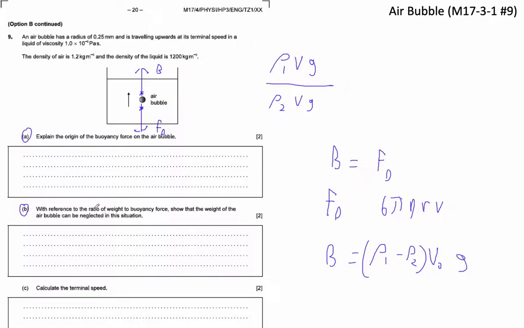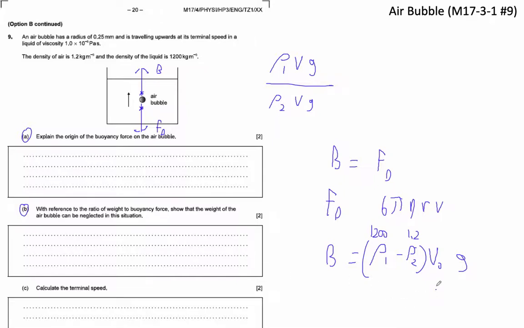Now they're telling us that we can neglect the 1.2, so this would be 1200 would be this guy, and the 1.2 would be this guy, but I didn't do that. Actually, I did, and it doesn't matter. You could do it with it. You could do it without.